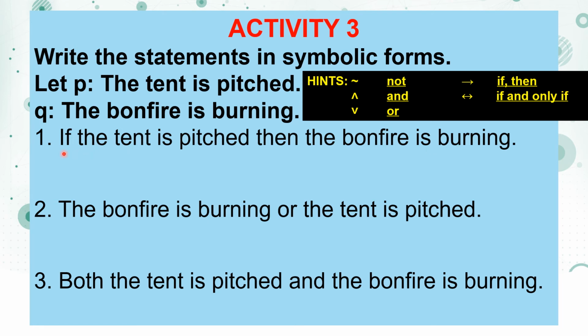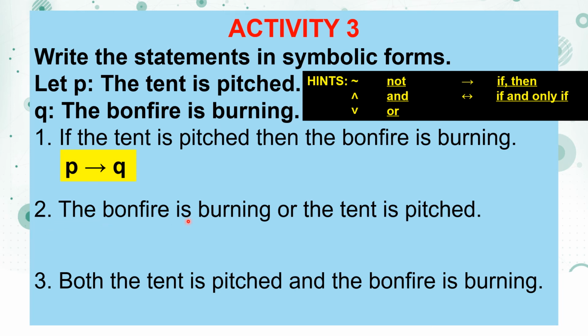As you can see, we have the keyword if and then. If, then is the keyword for this symbol. So, yung tent is pitch is our P, proposition P. At yung symbol na gagamitin natin ay ito because of the keyword if, then. Bonfire is burning is for Q. So, we write Q. So, our symbol now is, if P, then Q.